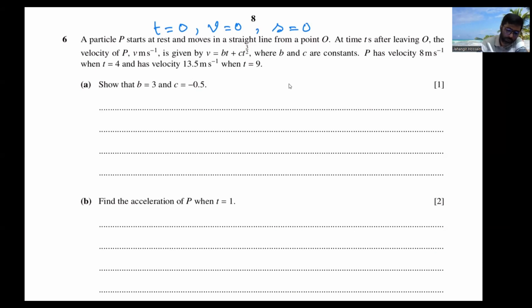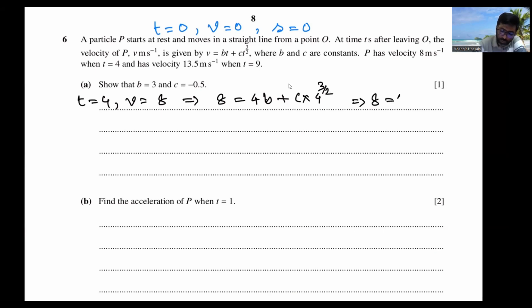So let's solve these two equations simultaneously. To find the two equations, first substitute the values of t and v. t is 4, v is 8. So 8 equals 4B plus 3 into 4 to the power 3 by 2, that's 8. So 8 equals 4B plus 8C. Divide all of them by 4. So 2 equals B plus 2C. From this one, we have B equals 2 minus 2C.